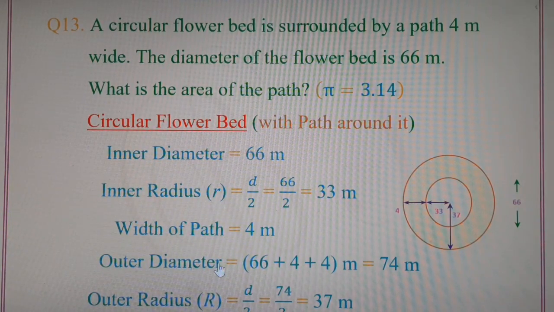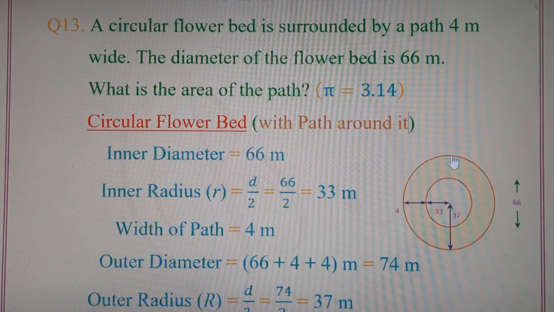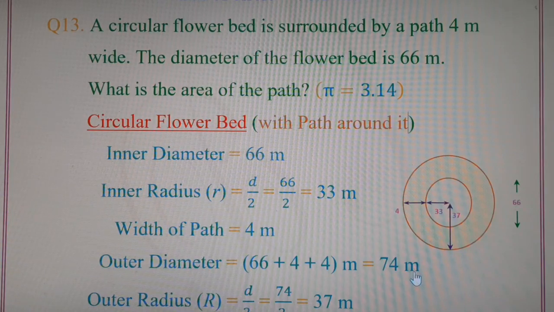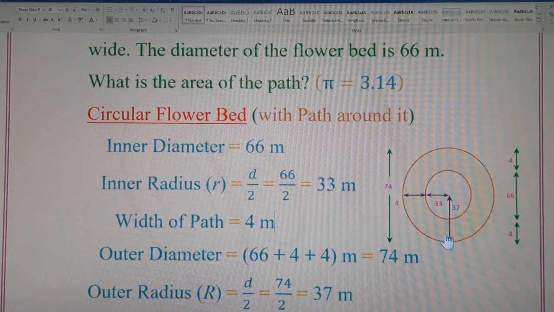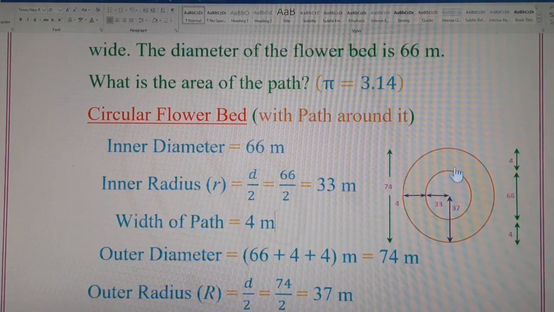Now the outer diameter we have to calculate first. What is the inner diameter? 66. And what is the outer diameter? For finding it out, we have to add 4 on both the sides. The inner diameter is 66 meter, and 4 meter on either side we have to add.